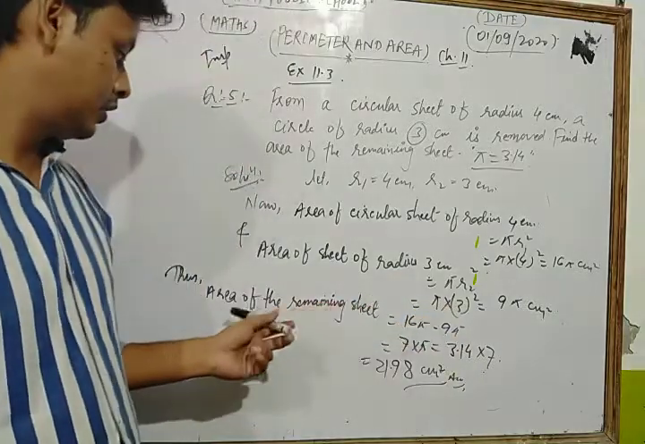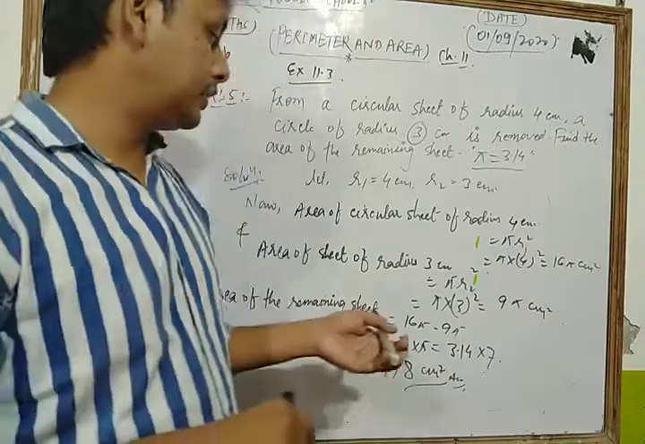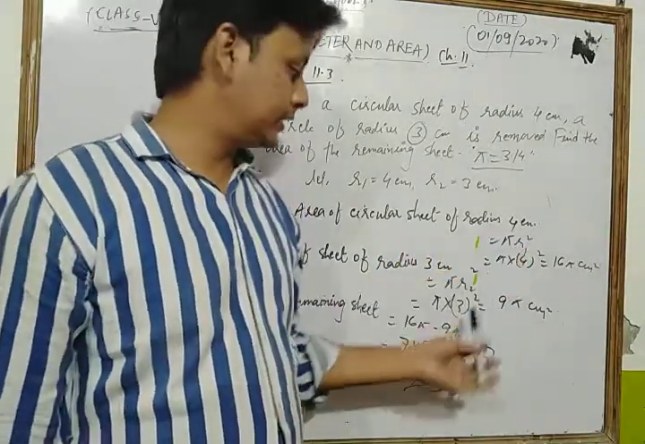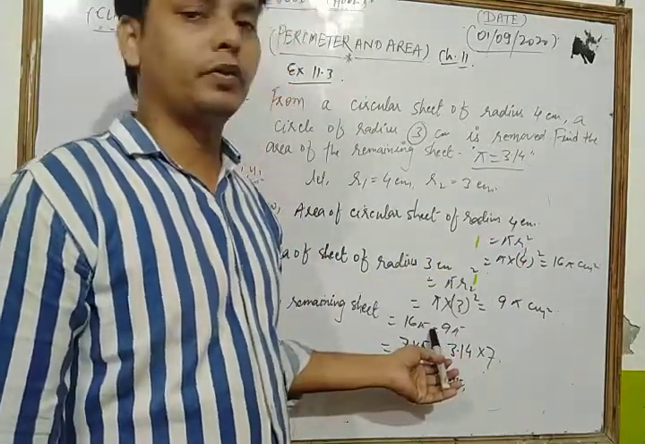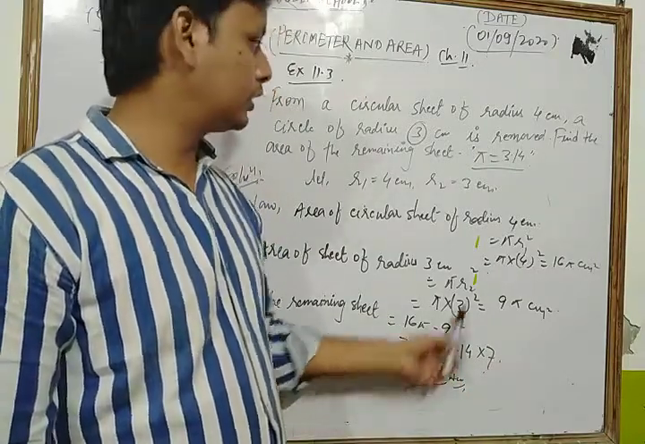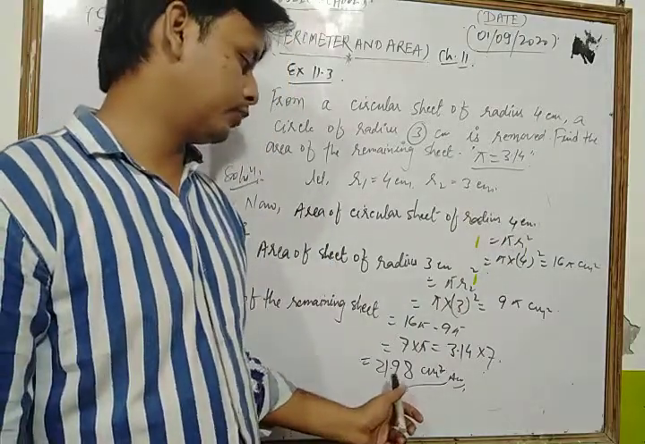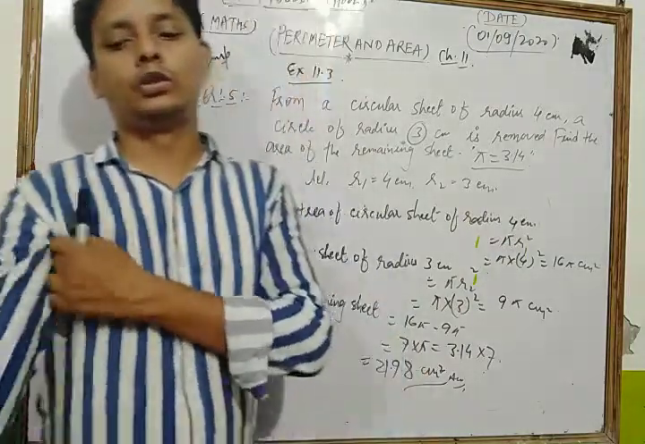Then after that, we subtract the areas: the area of the circular sheet of radius 4 centimeter minus the area of the circular sheet of radius 3 centimeter. After we subtract them we get 7 pi. Now we put the value of pi as 3.14 and hence we get our result as 21.98 centimeter square, okay.